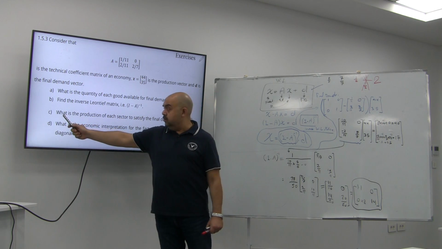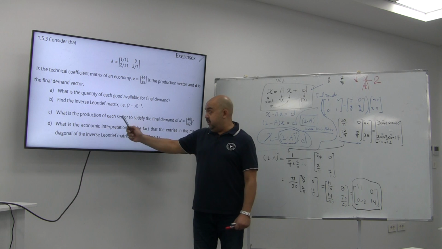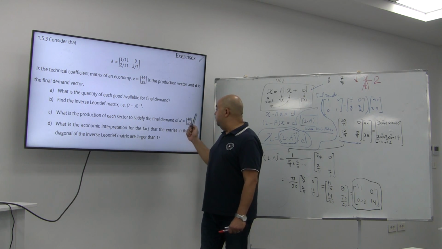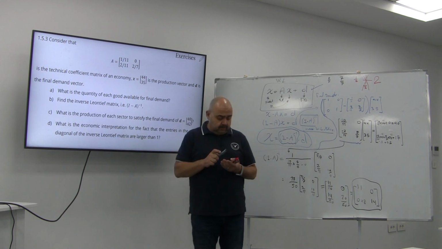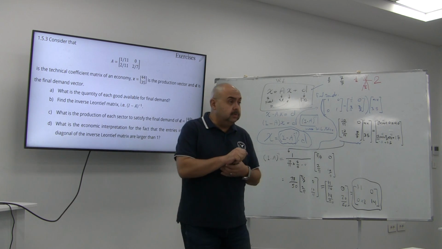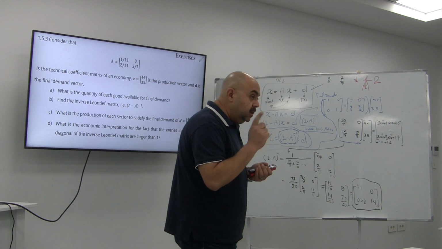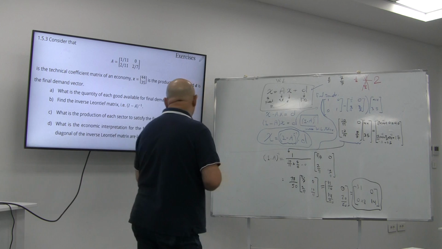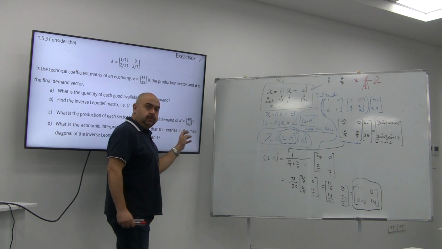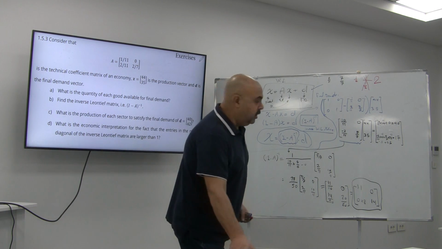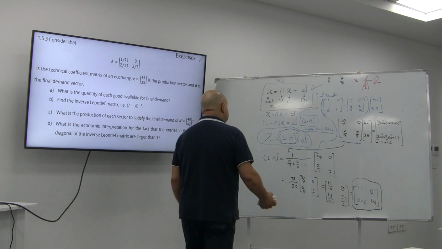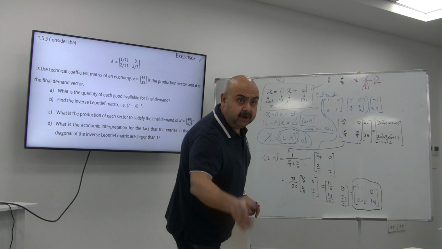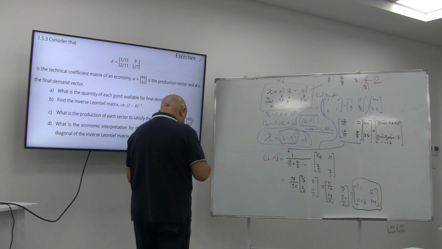Okay, he's asking what is the production of each sector to satisfy the final demand of 40 and 42. What to do? I need the production to meet a final demand of 40 and 42. It's very simple. I will write the solution here. I can see this part is already on the camera, so I can write it here.